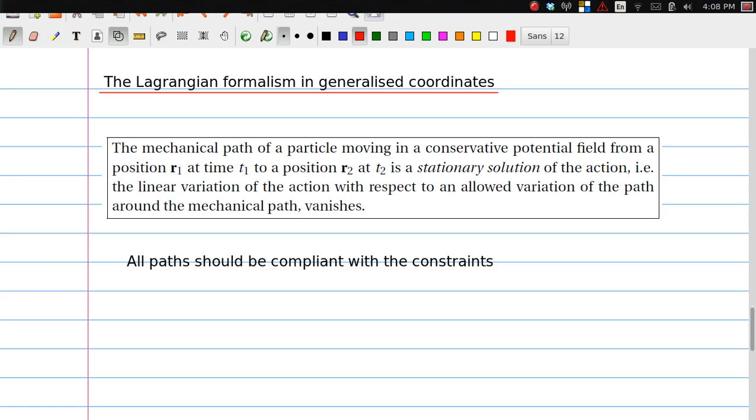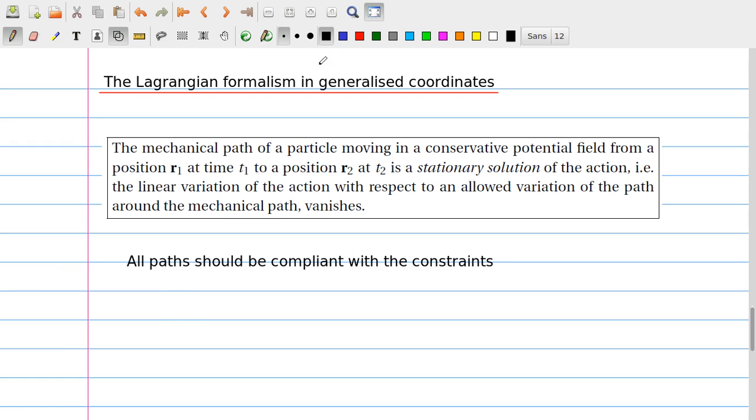In a previous movie I have explained how the Lagrangian formalism works. In fact, in that movie I started from D'Alembert's principle, which is satisfied by mechanical paths, eventually satisfying some constraints that are imposed on them. And the conclusion was that if we look at the mechanical path of a particle moving in a conservative potential field from a position R1 at T1 to position R2 at T2, that is a stationary solution of the action, and the action is defined as follows.